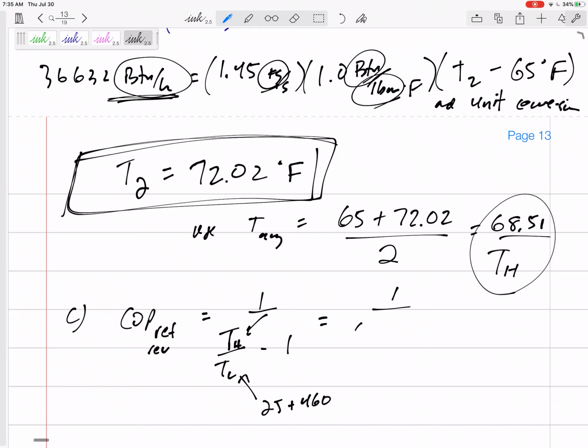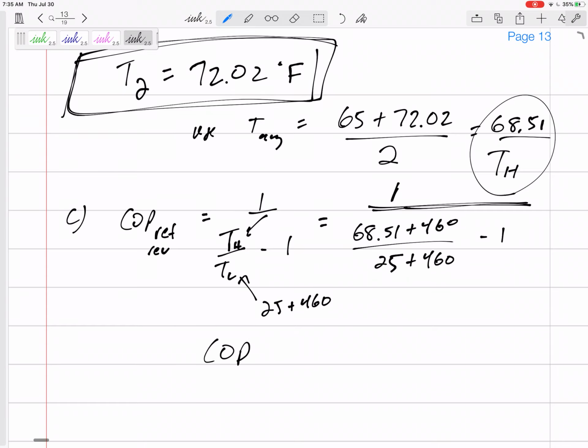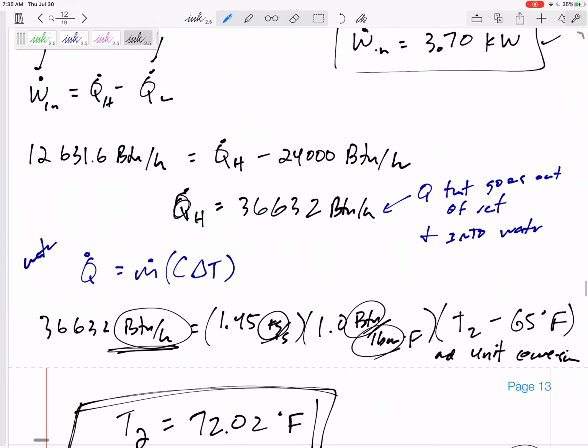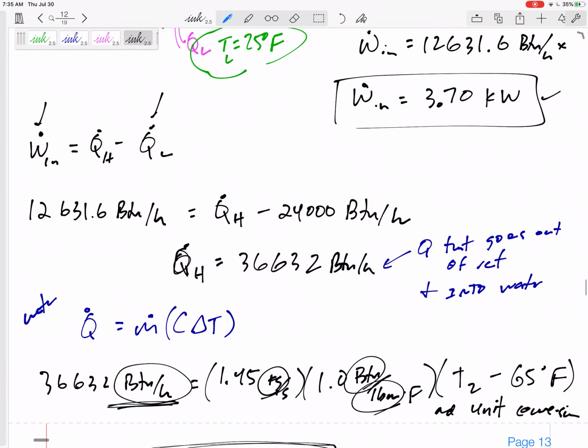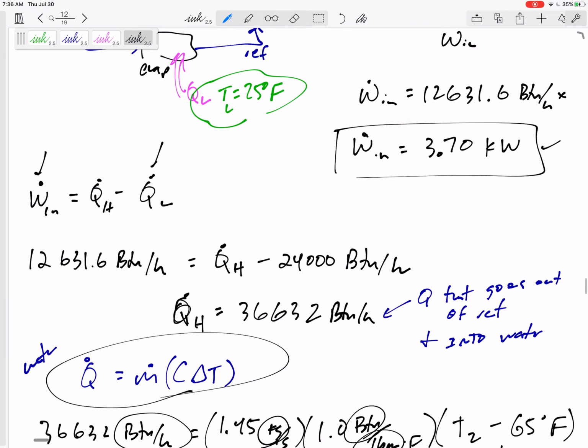So this would be 1 over 68.51 plus 460 over 25 plus 460 minus 1. 1 over that whole thing. Maximum possible COP 11.2. All right, so that was the refrigerator. Sometimes the Q is M delta H. This time delta H was C delta T. This is a tough one.